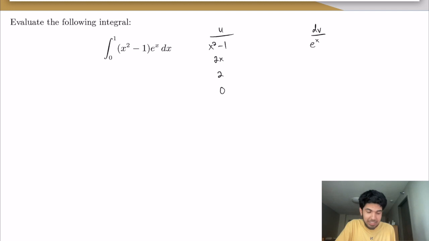Now we switch to the dv side. The integral of e to the x is e to the x, and again e to the x, and again e to the x.